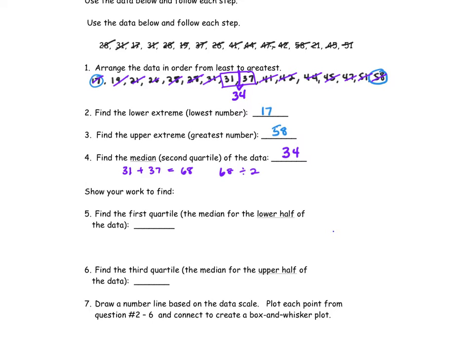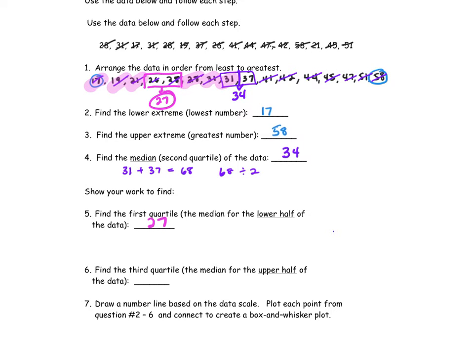So once again, we're going to start by crossing off from each side until we get to the middle. And once again, we're in a situation where there's 2 middle numbers. So we're looking for what's halfway between 26 and 28. And using our logic, that number is 27. So our first quartile number is 27.